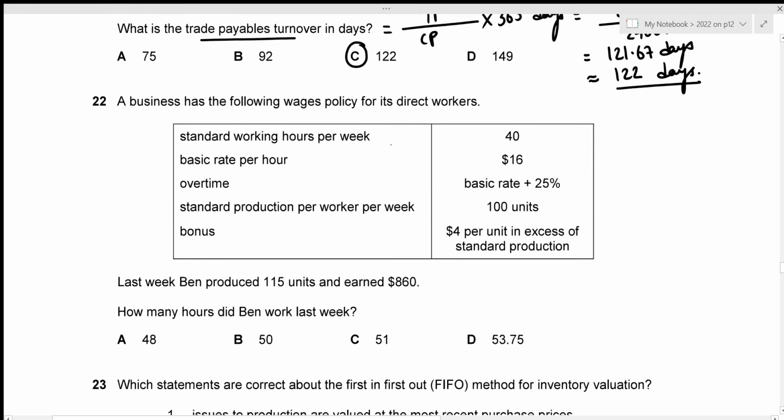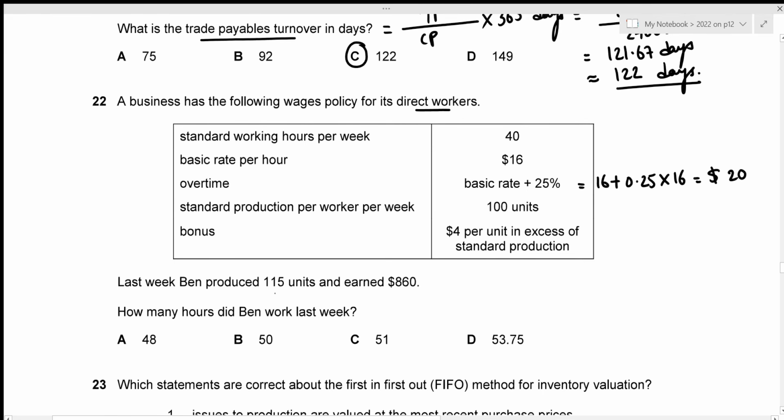A business has the following wages policy for its direct workers. We're given standard working hours per week, which is 40 hours. We're given the basic rate per hour, which is $16 per hour. Then overtime is basic rate plus 25%. So that's the basic rate of 16 plus 25% of 16. So that's 0.25 times 16, which results in our overtime rate per hour to be 20. All right. Then the standard production per worker per week is 100 units. So a worker who is working 40 hours a week is expected to produce 100 units. Then the bonus is 4 per unit in excess of standard production.